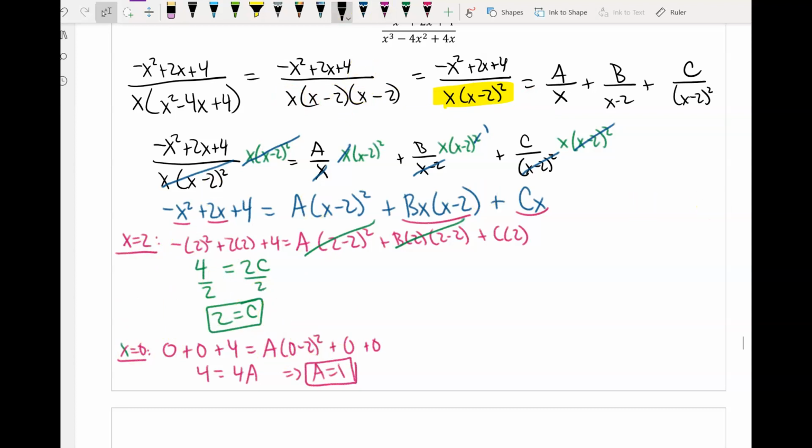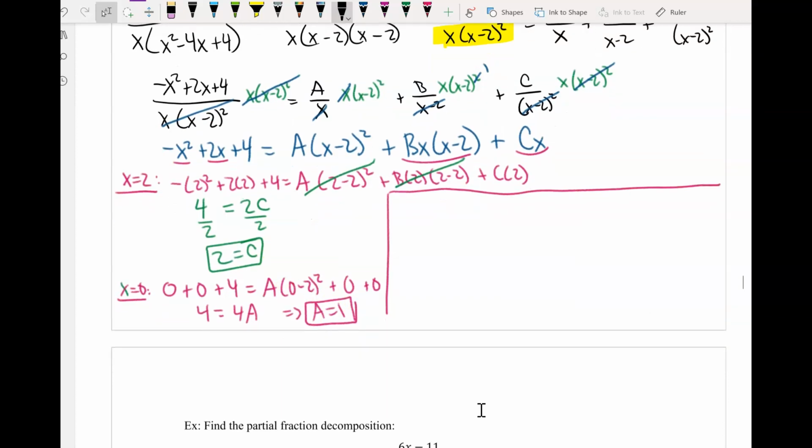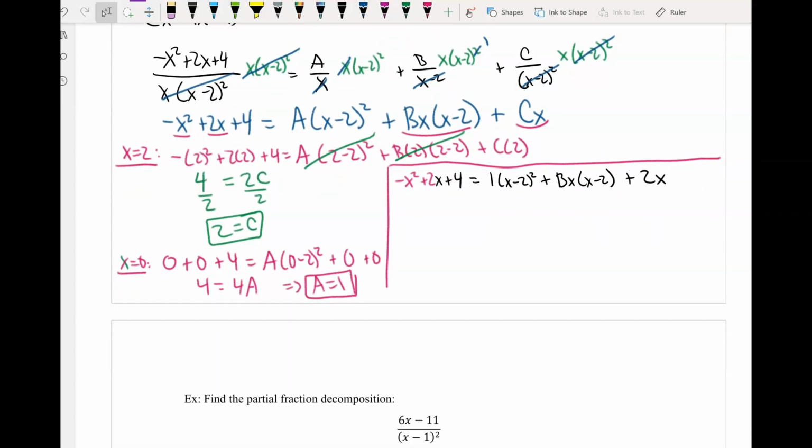All right, now we got to figure out what b is. Now b is a little more tricky, but the thing is, we already know what a and c are. So we already know we got negative x squared plus 2x plus 4 is equal to, I know what a is, that's just 1, times x minus 2 squared. We already know what b is. No, actually we don't know what b is. And then I already know what c is, so that's just 2. All we really need to do is plug in any value that we want for x in this case, any value that we feel like would be nice, as long as this term doesn't go away. So I think a really good value would be maybe, I don't know, let's plug in 3.